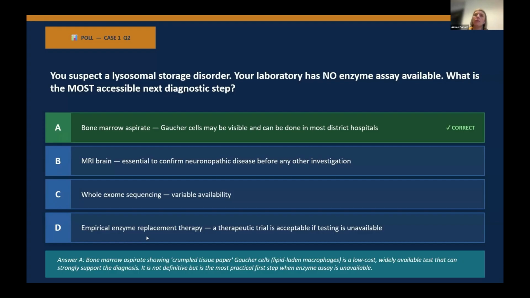Again, the imaging, the sequencing, and enzyme replacement therapy are all things that you may use, but only when you've made your diagnosis. And this is what's going to help you with that diagnosis. So as we've talked about already, we would see this crumpled tissue paper appearance of the Gaucher cells. And this is a low cost, although it's invasive, it is an acceptable test that you could use, and a very practical first step when you don't have an enzyme assay available to you.